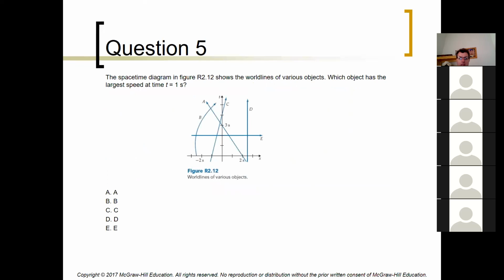Okay, now here's a bunch of world lines. At t equals 1 second, which object has the largest speed? So look at each of these world lines and think about how you work out the speed of an object based on the world line. And then at t equals 1 second, tell me which one you think that is, A, B, C, D, or E.